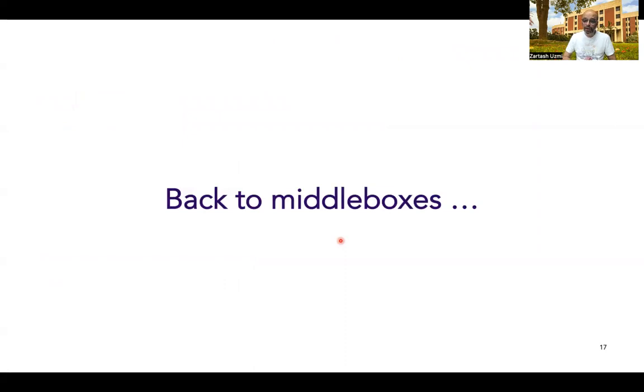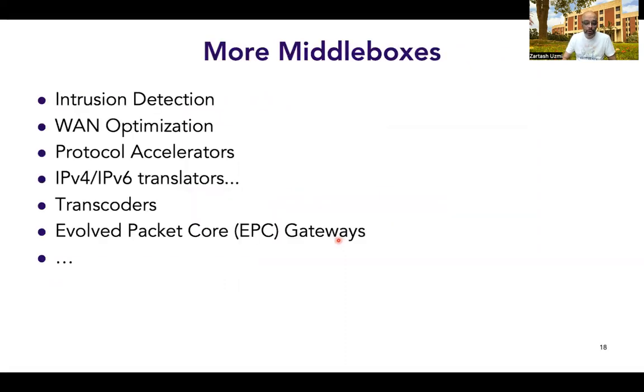So NAT is one kind of middle box. There are a lot more kinds of middle boxes. For example, intrusion detection is done through middle boxes. WAN optimization, wide area network traffic optimization, is done through middle boxes. Protocol acceleration is done through middle boxes. IPv4 to IPv6 translation is also done through middle boxes. Transcoding, where a large web page is transcoded into a smaller web page and image sizes are reduced, is also done through middle boxes. And similarly, in a modern cellular network, there is a backend evolved packet core, which is also implemented as middle boxes.